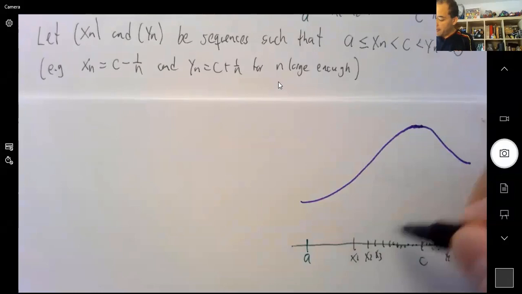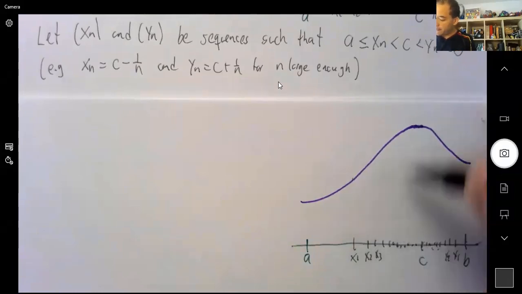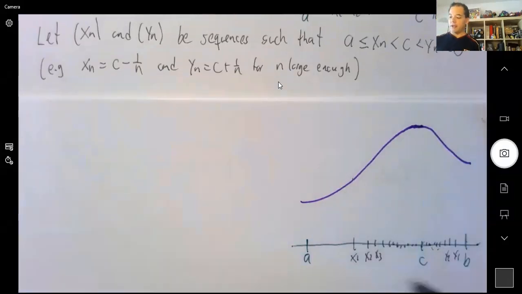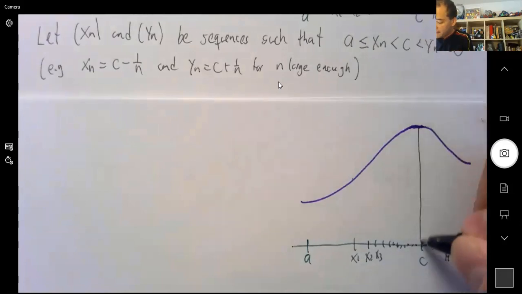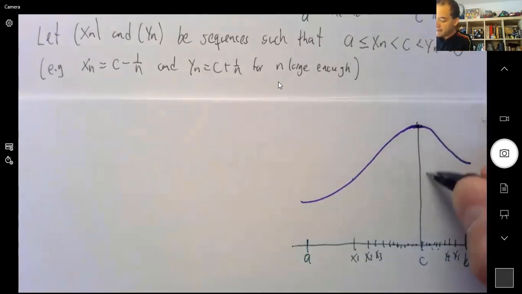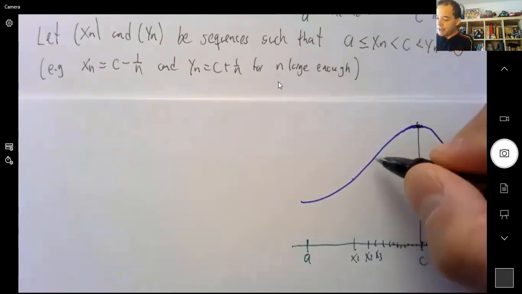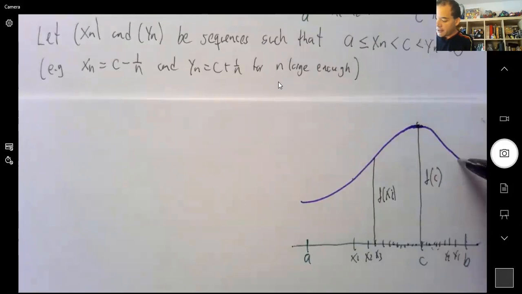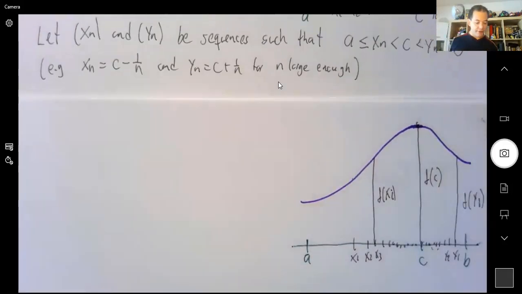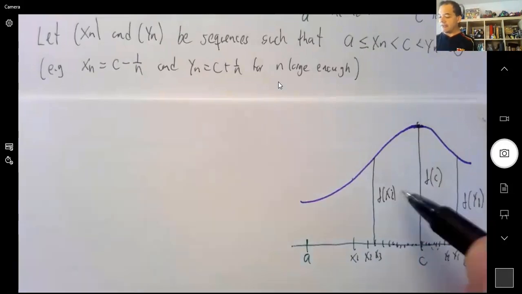Okay, and now what I want to know is what happens with these points, right? When I take them up, how do they look over here in the function? Specifically, I know that f of c is the largest of them all, right? So this height is f of c. And that f of c will beat any of these guys, right? f of xi or f of yi. It's bigger than all of them, all right? And that's pretty much the only property that I need. Okay, so let's start with the x's.